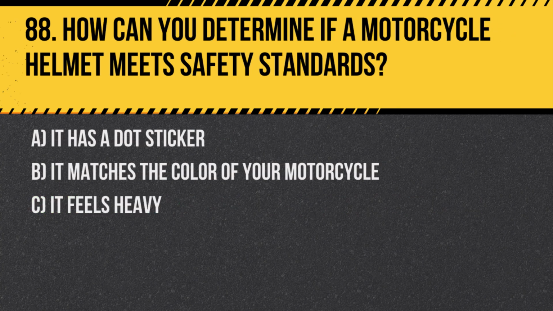Question 88. How can you determine if a motorcycle helmet meets safety standards? A. It has a DOT sticker. B. It matches the color of your motorcycle. C. It feels heavy. Answer: A. It has a DOT sticker. Helmets with a DOT, Department of Transportation, sticker meet federal safety standards.